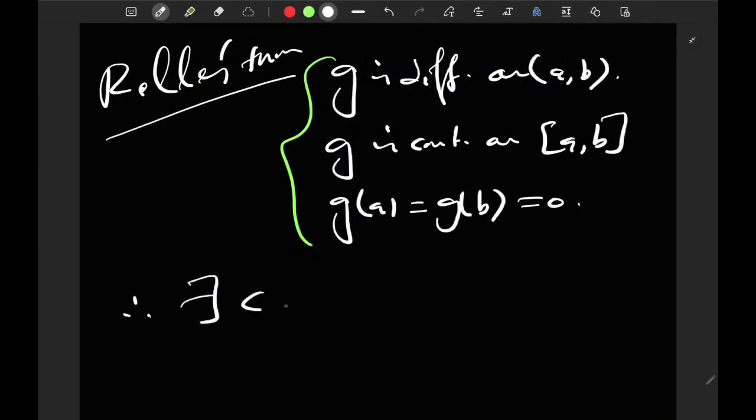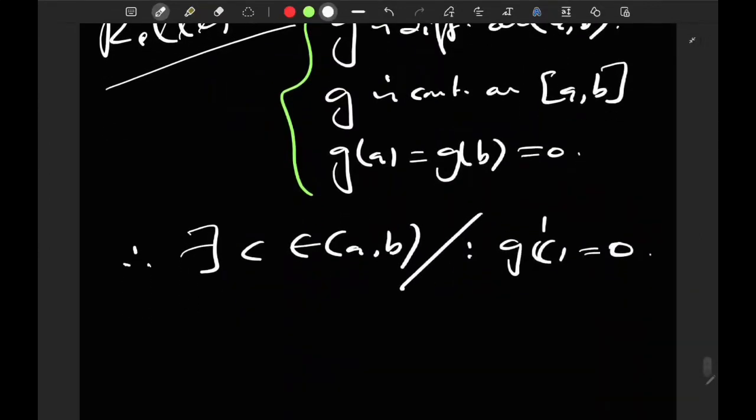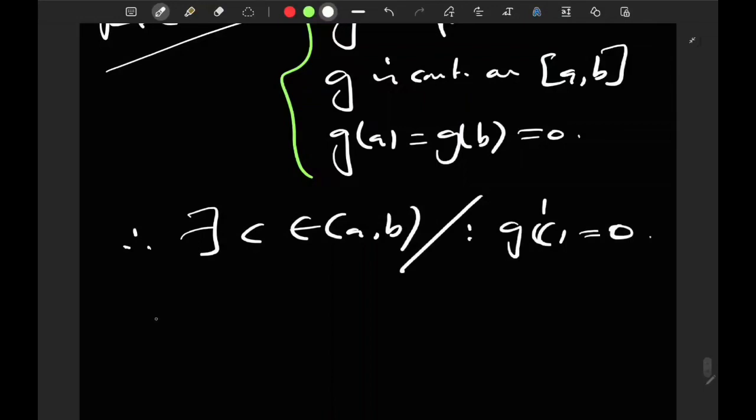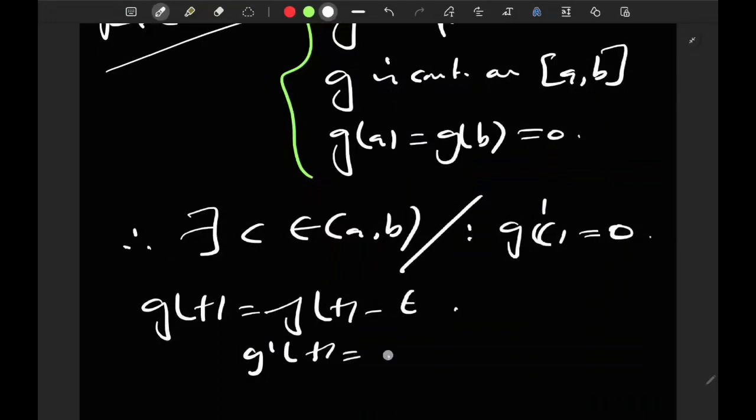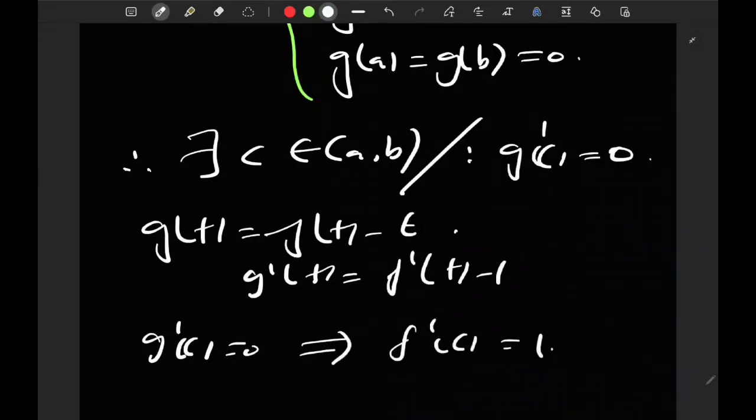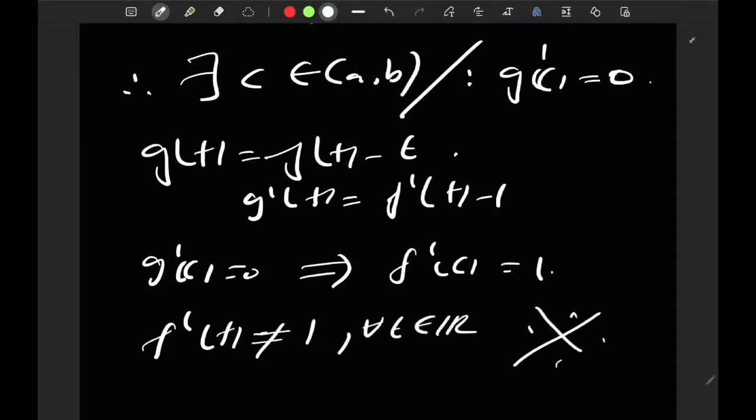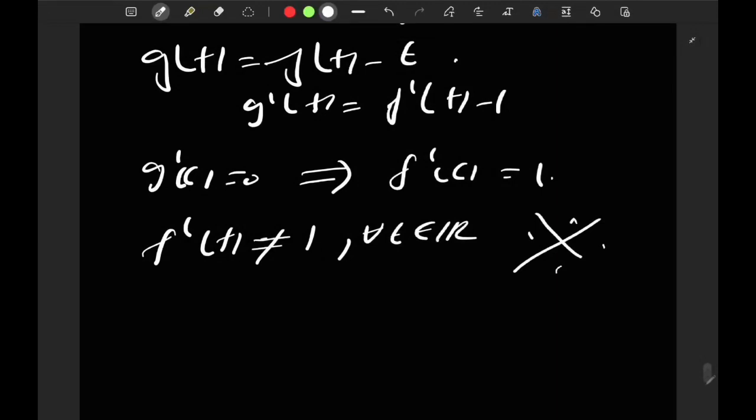So I have these three conditions, which are the classical conditions for Rolle's theorem, and I conclude that there exists some point c inside the interval (a, b) such that g prime of c is equal to 0. And what's g prime? g of t is equal to f of t minus t, so g prime of t is just f prime of t minus 1. Saying that g prime of c equals 0 is saying that f prime of c equals 1. But I know by assumption that f prime of t is never equal to 1. So this is a contradiction, and therefore my assumption must have been wrong, and there are no two distinct fixed points. So there's at most one fixed point.